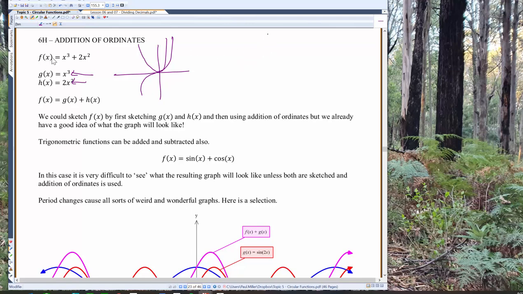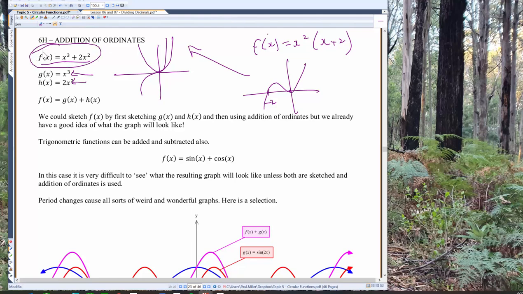And those of you thinking, why don't you just sketch f of x? Absolutely. f of x equals x squared times x plus 2. And if I was sketching that, I would say we've got a point there, -2, and that's what we're going to get. So if I added the ordinates together, the y values, what I would get is this graph here. But it's much easier to do that using the techniques that we know so far, which is sketching a cubic function.